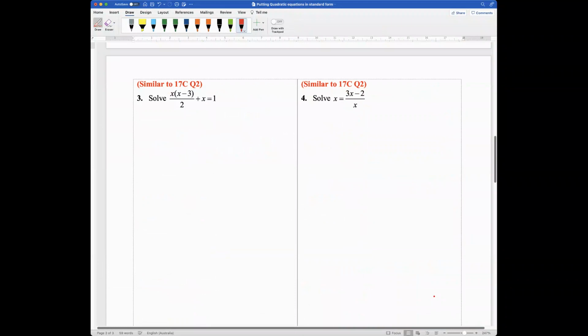Okay, now these next few examples are similar to the questions in 17C question 2. So let's have a look at this one here. Now here we've got some fractions. What we want to do first is get rid of the fractions. So we're going to multiply everything by 2 to get rid of the denominator.